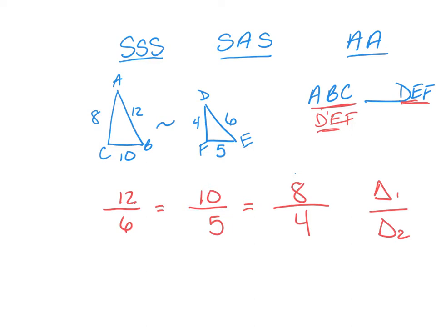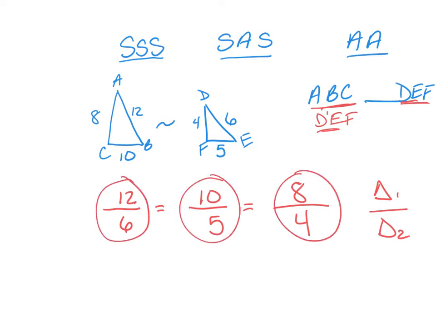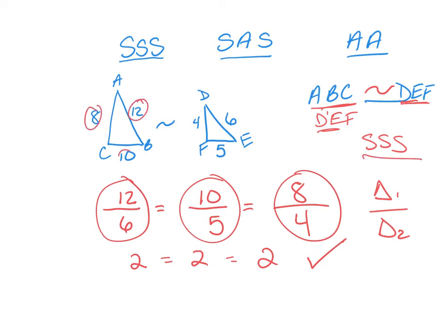And then we just see if all these fractions are equal to each other. If they are, then the two triangles are similar by SSS. And let's see, 12 over 6 is 2, 10 over 5 is 2, 8 over 4 is 2, and it's a yes by SSS. If one of those fractions were equal to 3/4 and the other ones were equal to 2, the answer would be no. You understand that? And it's SSS because I knew things about the three sides. Everybody get that?